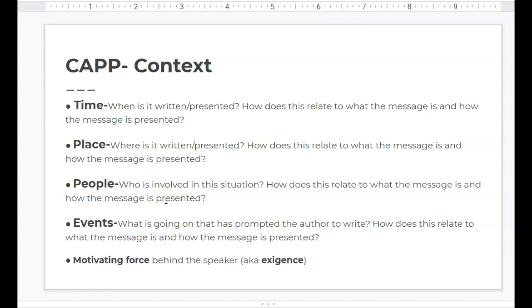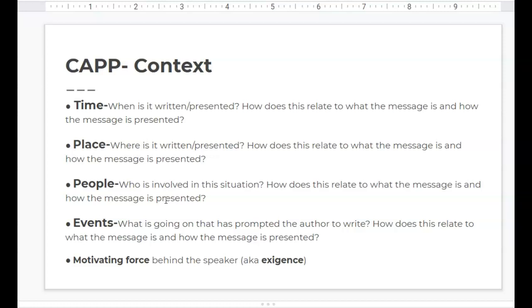With context, you need to consider when the text is written, when it is presented, and maybe how that relates to the message. So if a speech was written in 1812, right before the War of 1812, then it would mean something different to the audience who was about to go to war versus a modern audience, because that event has already occurred. Place: where it's written, where it was presented, and how that connects to the message.